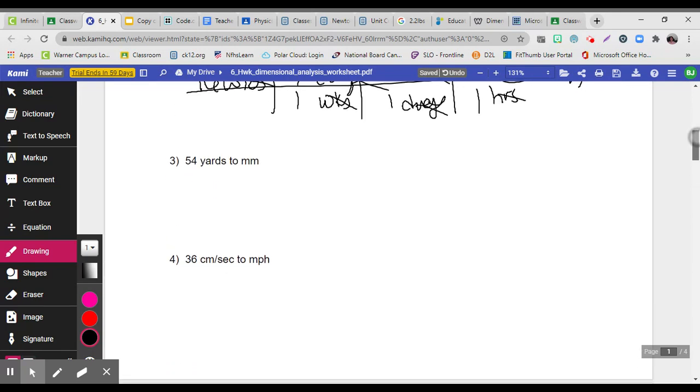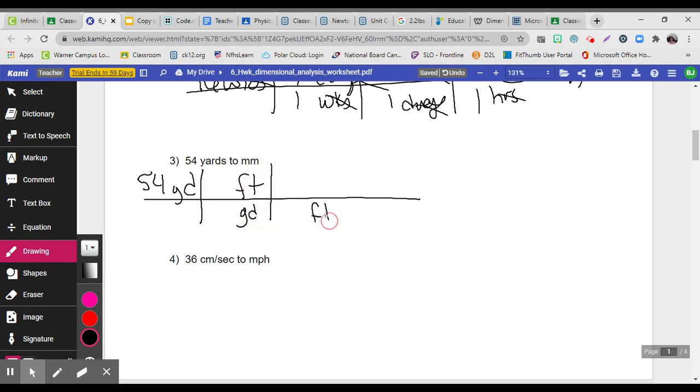In this next one, we're going to convert yards into millimeters. So let's start with our 54 yards. This one is not quite as nice. We can go yards to feet, from feet to inches, from inches, according to our table above, to centimeters, and from centimeters to millimeters. Again, crossing off our labels diagonally as we go.